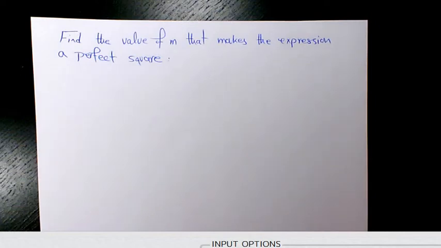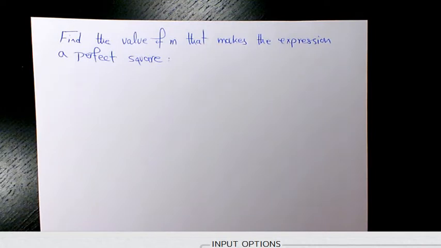Welcome to another video. This video is the second video of perfect square trinomial. In the first video, we learned what it means when we are talking about a perfect square trinomial, how to factor that, and how to expand it. Let's see some examples in the second video.